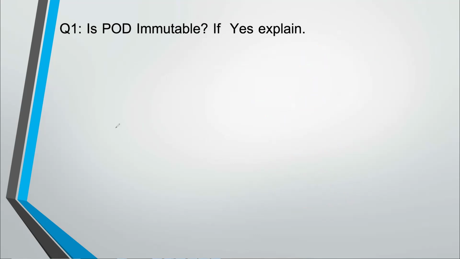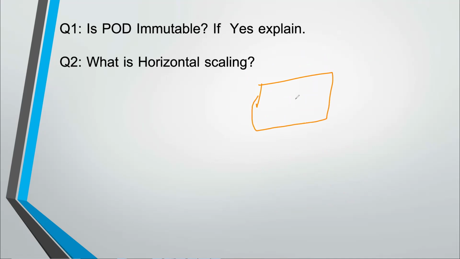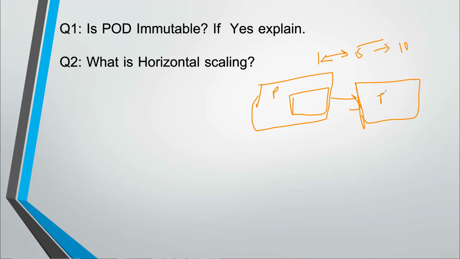So let us go to the next question. The next question is, what is horizontal scaling? When the application is inside the Kubernetes cluster, if the pod and container are running inside the cluster, based upon the demand of the users, we can increase the copies of the pods. If the existing pod count is 1, you can increase to 5 or to 10 based upon the demand of the users.